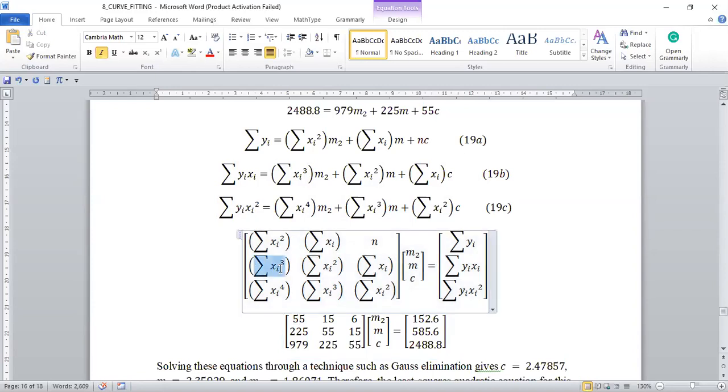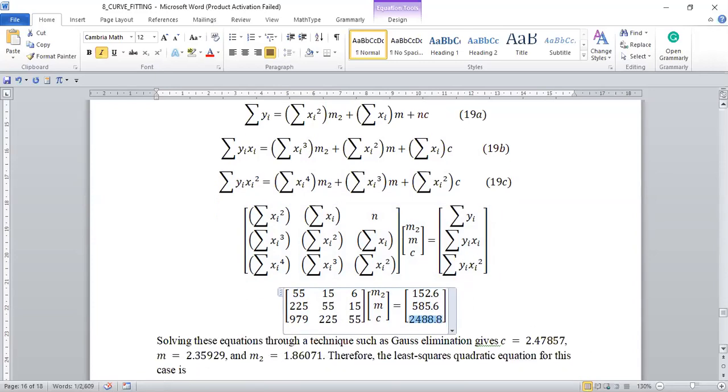The summation of x cubed is 225, which is here. Then the summation of x raised to power 4 is 979. Then the summation of y is given by this. The summation of x multiplied by y is given by this. Then the summation of y multiplied by x squared is given by this.